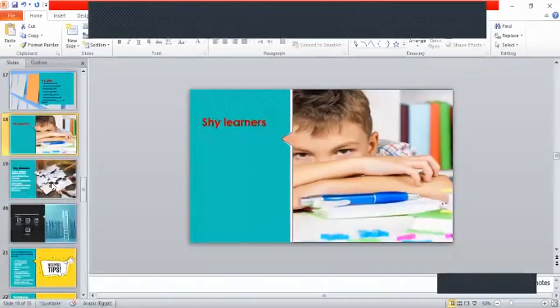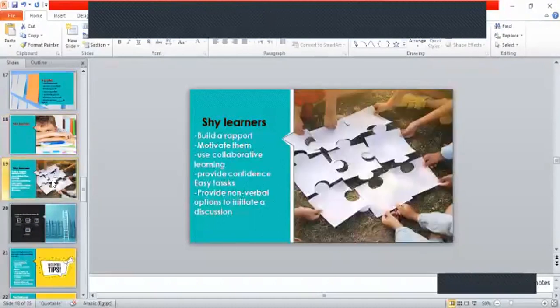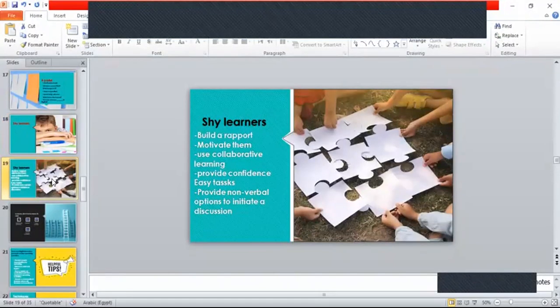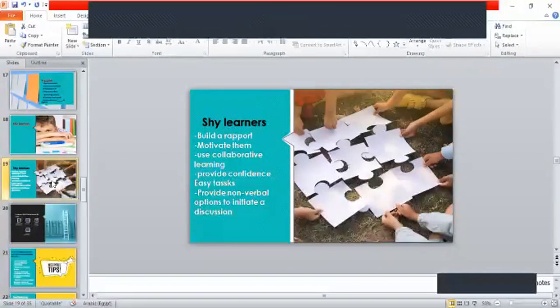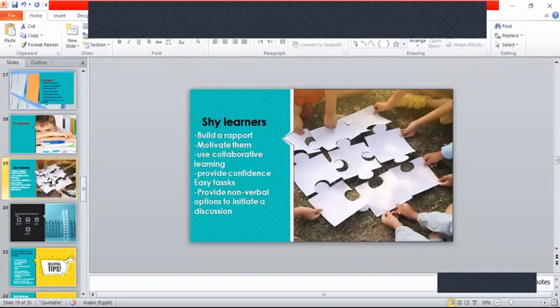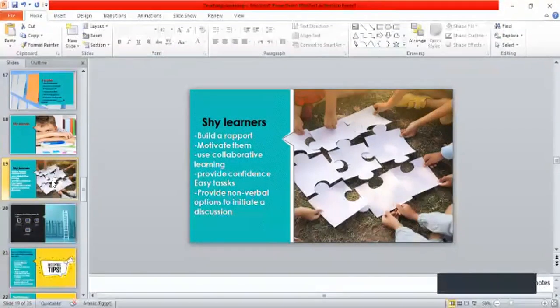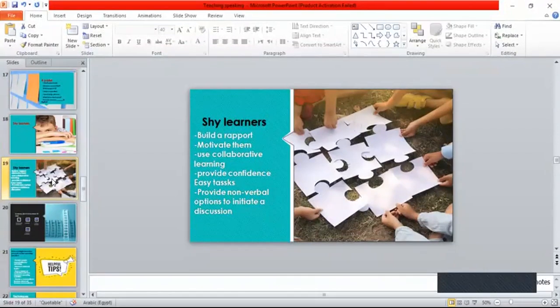Here I have some suggestions. Number one, put them in groups. Working in groups. Yes, that's right. So working in groups or pair work, collaborative learning is a good idea. It works, yes.